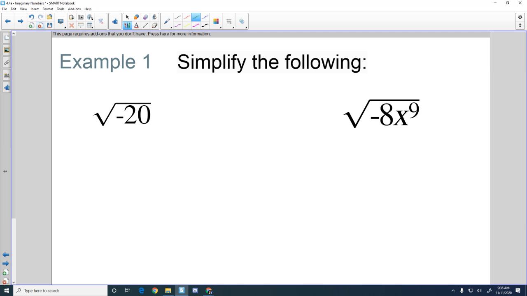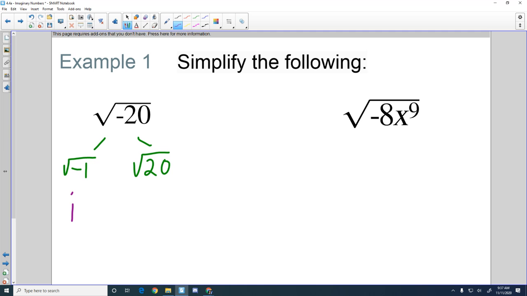So let's simplify the following. On the left, we've got the square root of -20. Let's start by breaking it apart. The first thing we want to do whenever you see the square root of a negative number is to take that negative out in front and leave whatever we have left over on the other side, because we know the square root of -1 is definitely going to equal i.